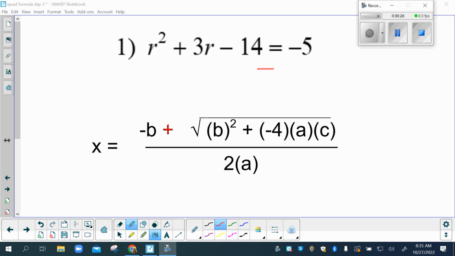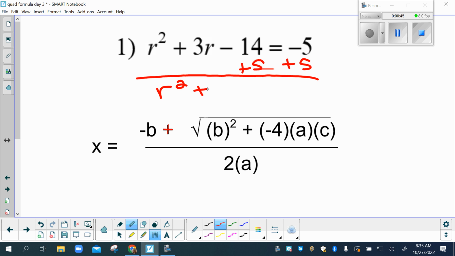So let's do this first one together, and then I'll have you try the next one on your own. Are you guys ready? Let's do this. So the first thing that I'm going to do before I even start is add this 5 to both sides. So here's what I've got.